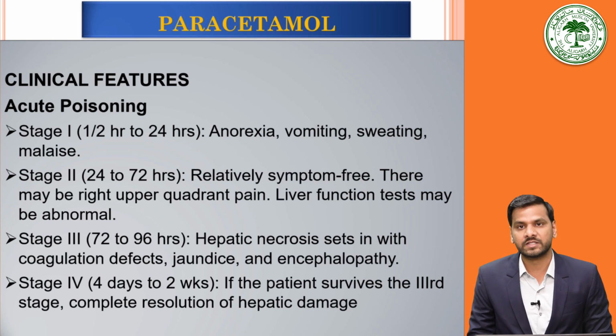This acute poisoning is divided into 4 stages: stage 1, stage 2, stage 3, stage 4. From half an hour to 24 hours is stage 1, and the symptoms include anorexia, vomiting, sweating, and malaise. Stage 2 is from 24 to 72 hours, which is relatively symptom-free. There may be right upper quadrant pain and the liver function test may be abnormal.